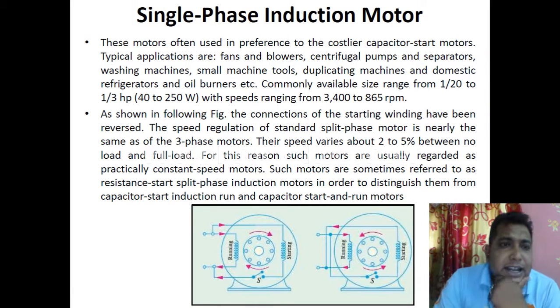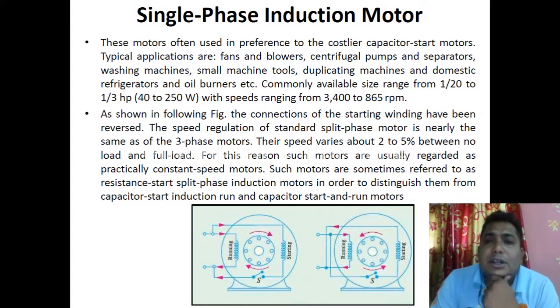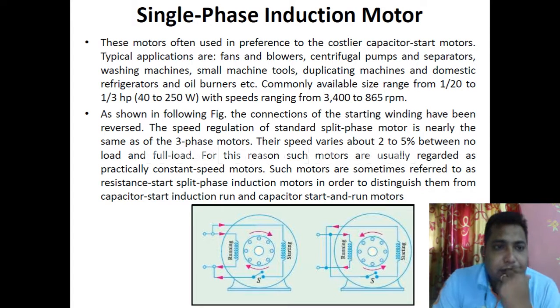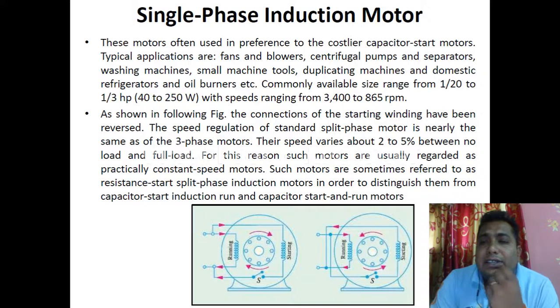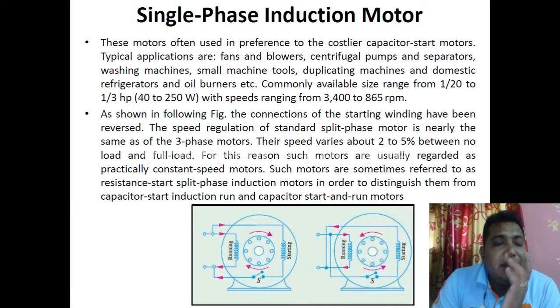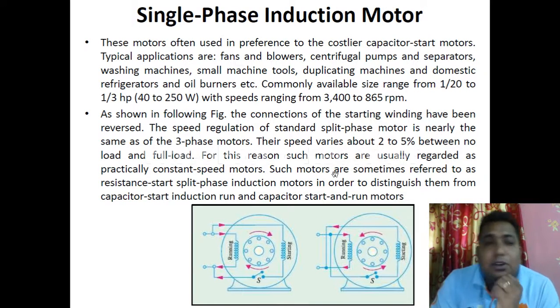This motor is often used in preference to the costlier capacitor start motors. Typical applications are fans and blowers, centrifugal pumps and separators, washing machines, small machine tools, duplicating machines, and domestic refrigerators and oil burners. Commonly available sizes range from 1/20 to 1/3 HP, that is 40 to 250 watts, with speeds ranging from 3400 to 865 RPM.